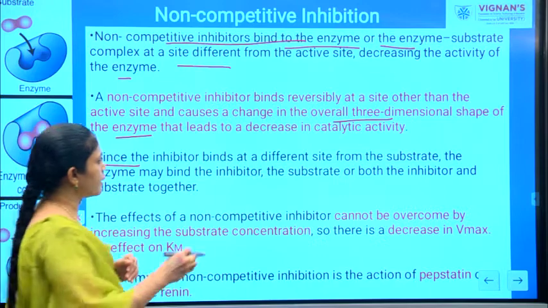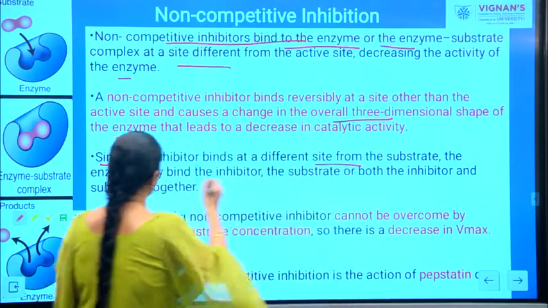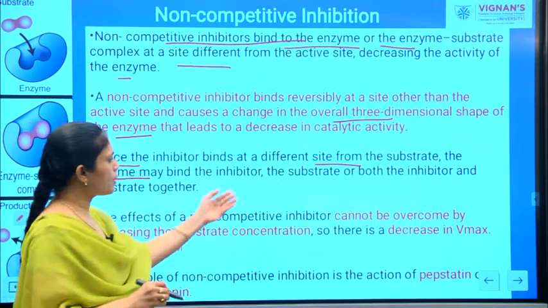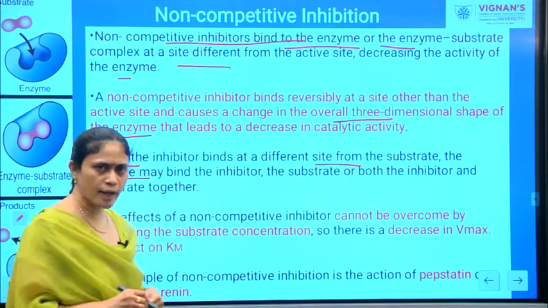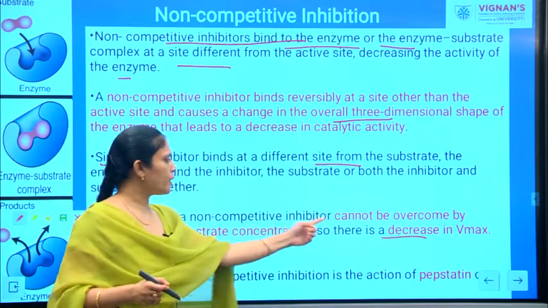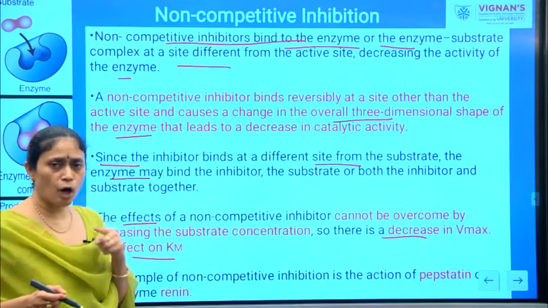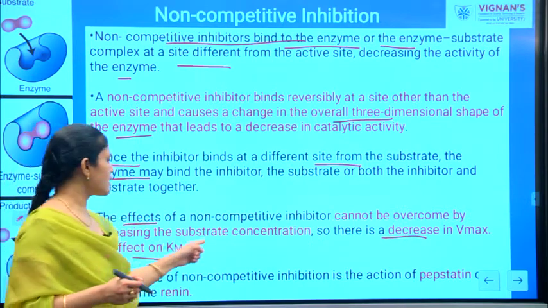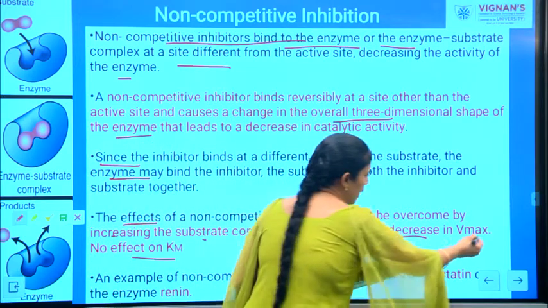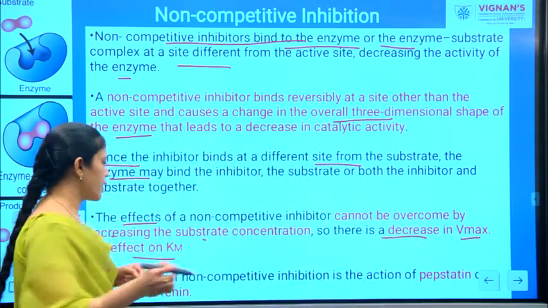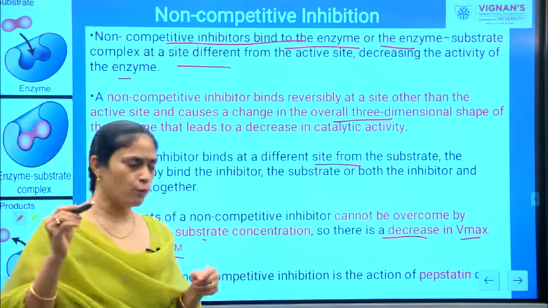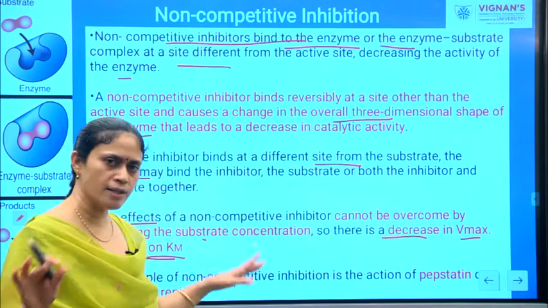Since the inhibitor binds at a different site from the substrate, the enzyme may bind to the inhibitor, the substrate, or both the inhibitor and substrate together, as I have already told you. So, the effect of a non-competitive inhibitor cannot be overcome by increasing the substrate concentration. So, there will be a definite decrease in the Vmax value without any change in your Km value. So in the case of non-competitive inhibition, Vmax will be decreased and there won't be any change in the Km.